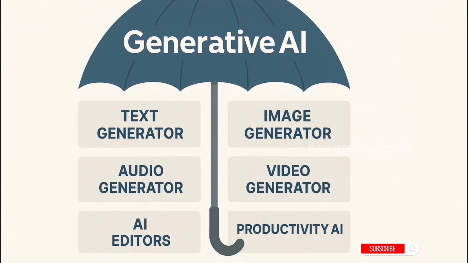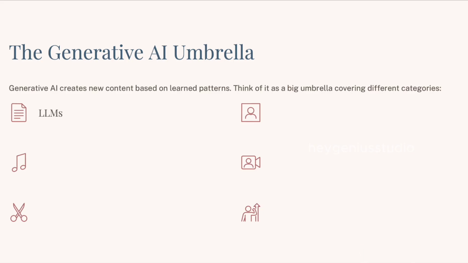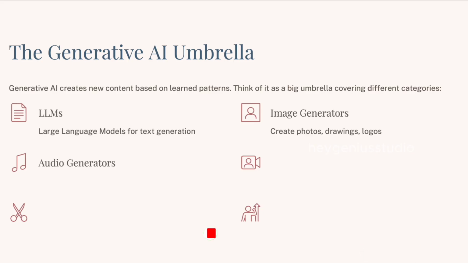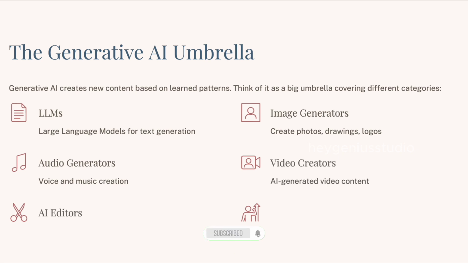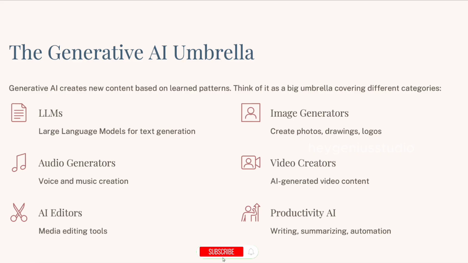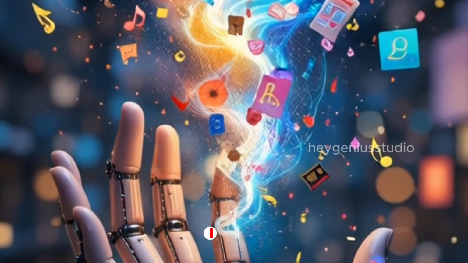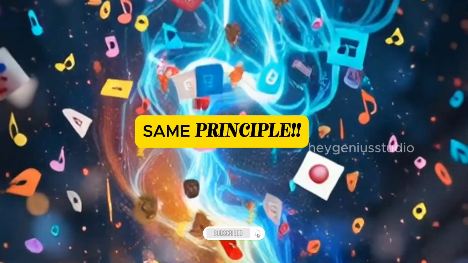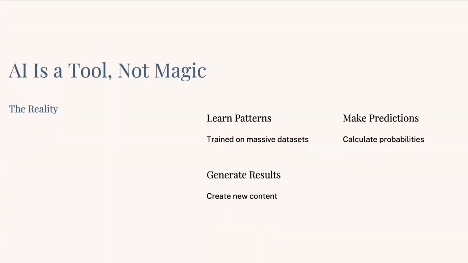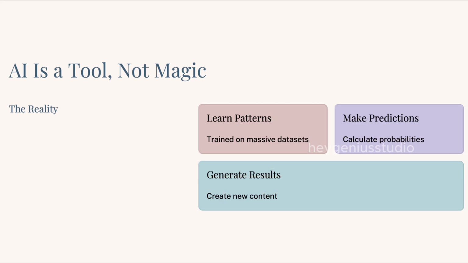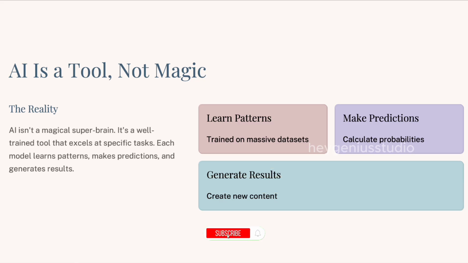So, think of generative AI as a big umbrella. Under that umbrella, we have different categories. LLMs, large language models for text generation, image generators, audio generators for voice and music, video generators for AI video creators, AI editors for media editing, voice assistants for cloning your own voice or using preset voices, and productivity AIs for studying, summarizing, writing emails, taking action, etc. All these tools may look different, but they all work with the same basic principle. They learn patterns, make predictions, and generate a result. Not magic, just math. A lot of math.